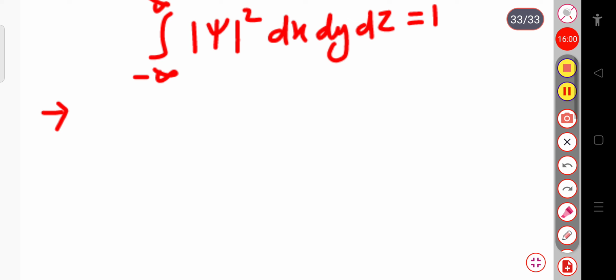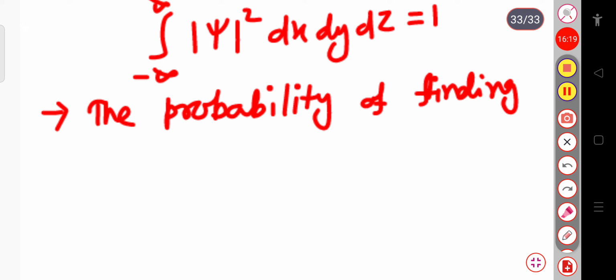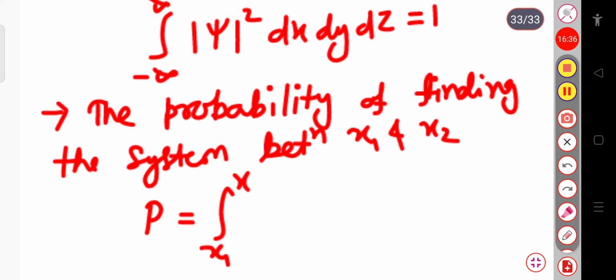And the next is, if I say that the probability of finding the system must be between some positions x1 and x2, in that case, the probability p is equal to integration over x1 to x2 of modulus of psi square into dx. This is simply for a one-dimensional system. Here I am writing mod psi square into dx.